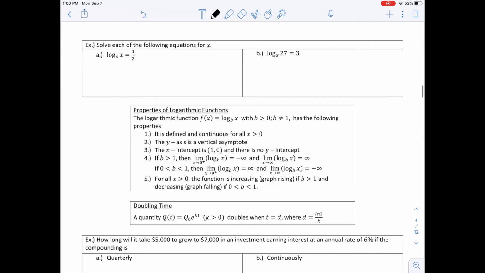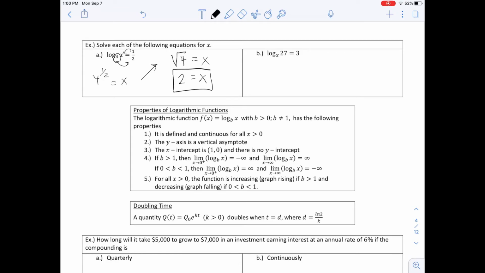So the next example that we have says solve each of the following equations for x. So I'm going to go ahead and use the property that we were looking at right up above, and I'm going to rewrite this in exponential form. And the reason why is because we're a lot more comfortable with exponential functions than we are with logarithmic functions. So I have 4 to the 1/2 is equal to x. And 4 to the 1/2 is the same thing as the square root of 4, which is equal to x, or just 2 is equal to x.